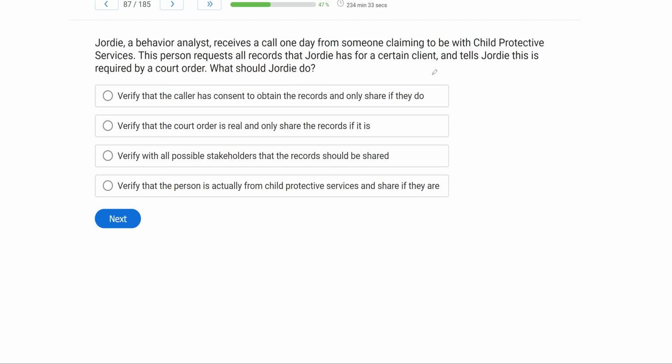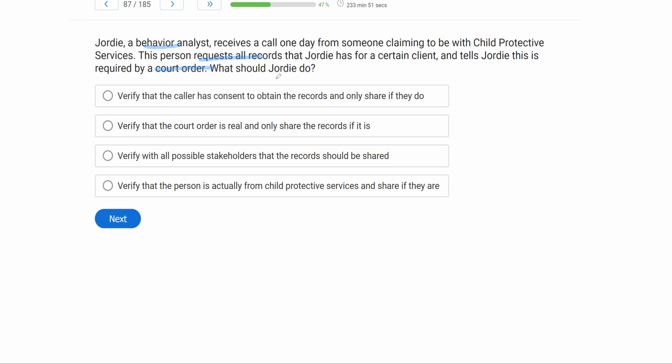All right, so we have a record question, a privacy question, a consent question. And this is a more challenging question because there's really only one thing that's important here. Because we know Jordy, who's a behavior analyst, has gotten a call saying that he has to share records because of a court order. Now, what do we know about privacy? What do we know about records? We know that consent must be obtained. People have to have consent to get records, with the exception if required by law or court order. If Jordy is required by court order to share records, Jordy doesn't have a choice. So what should Jordy do?